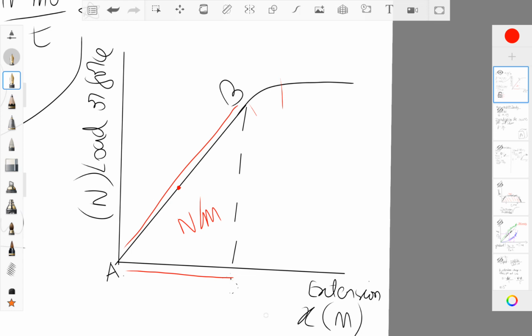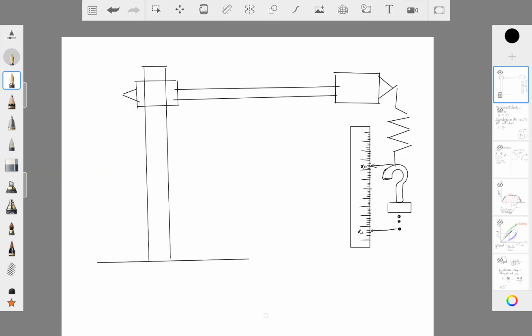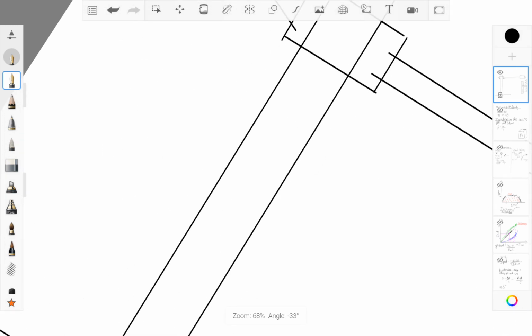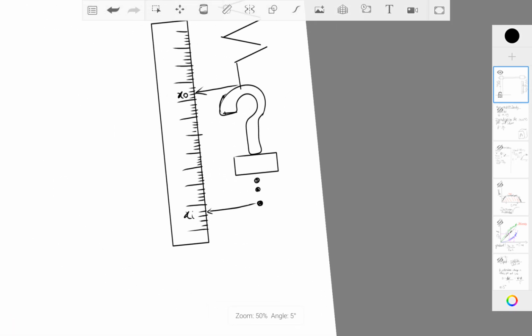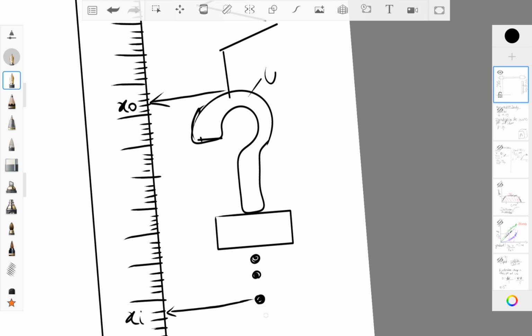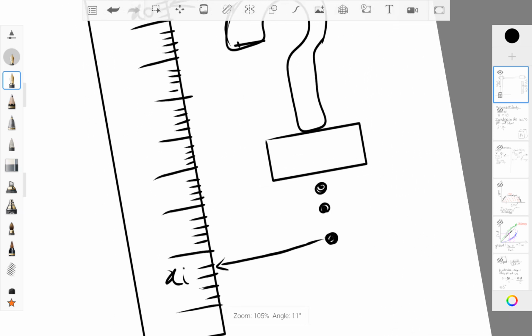Now I'll be showing you the experimental procedures to calculate the stiffness or the spring constant. This is the apparatus that you would use to determine the spring constant of an object. You have something called a retort stand, which is just a stand for hanging stuff. This is an optical pin, and this is your load.